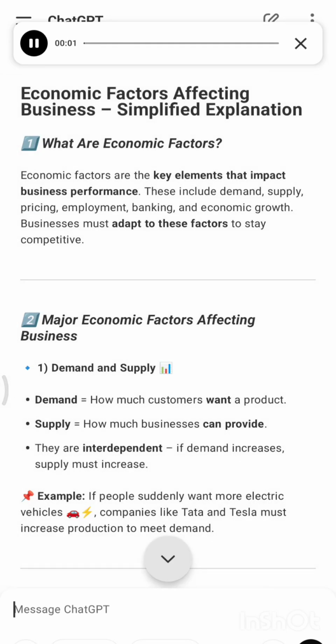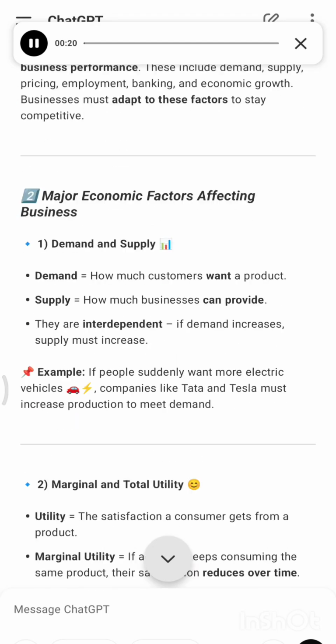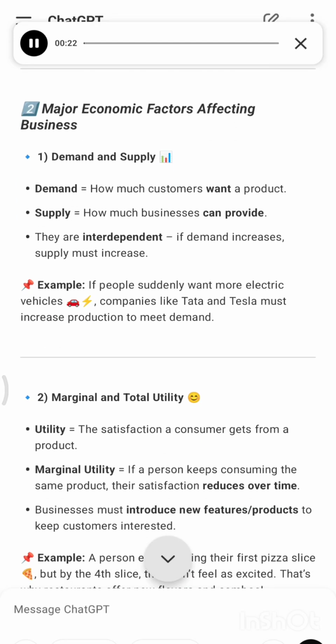Factors affecting business, simplified explanation. 1. What are economic factors? Economic factors are the key elements that impact business performance. These include demand, supply, pricing, employment, banking, and economic growth. Businesses must adapt to these factors to stay competitive. Major economic factors affecting business.